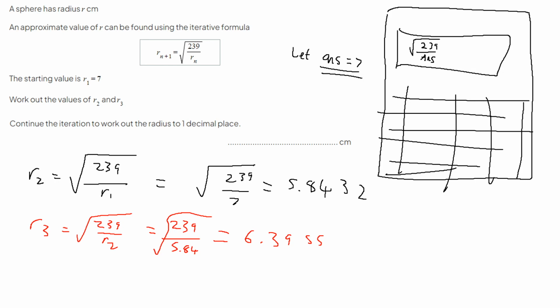Can you hear my microphone? Absolutely spam it until you cannot see a change in the value. Okay, I think I've spammed it enough. And so if you've done that correctly, the answer you'll get is 6.2 to 1 decimal place.